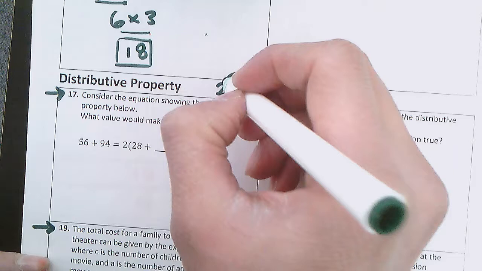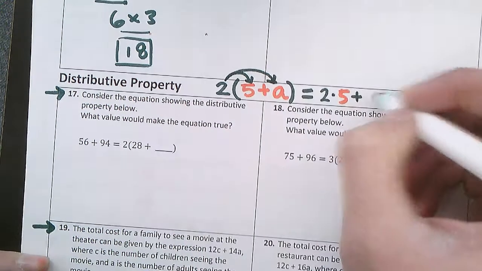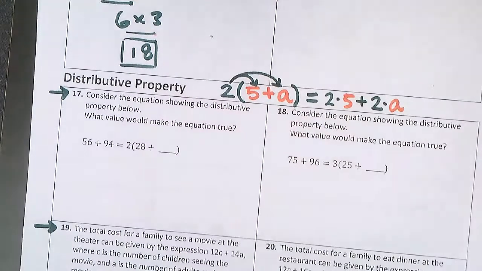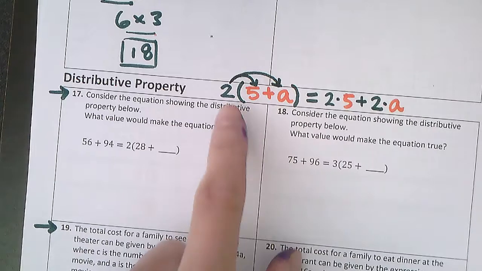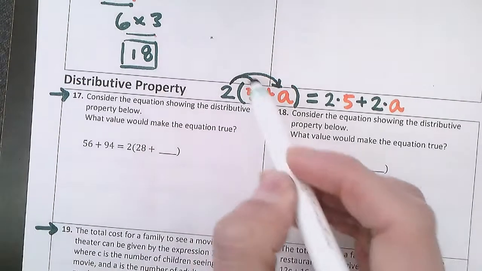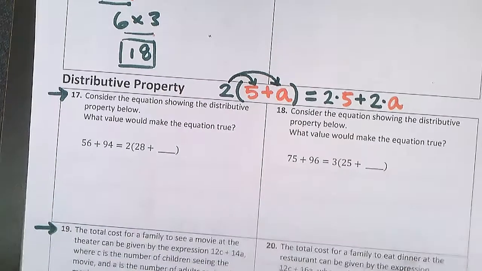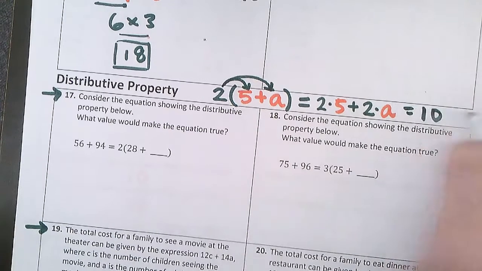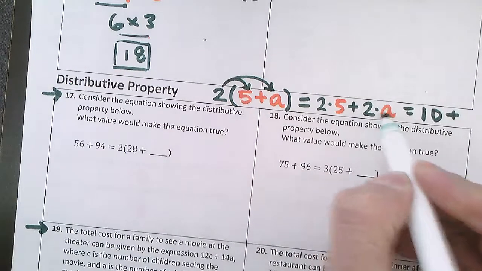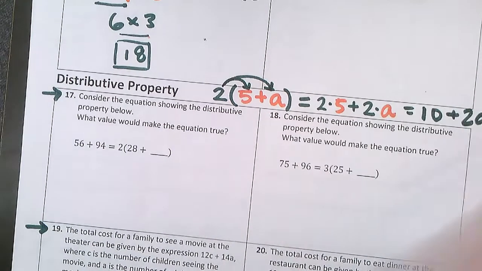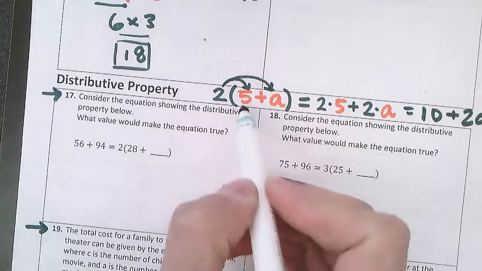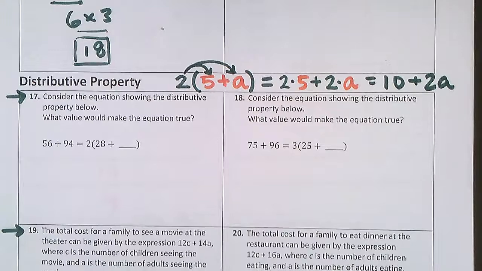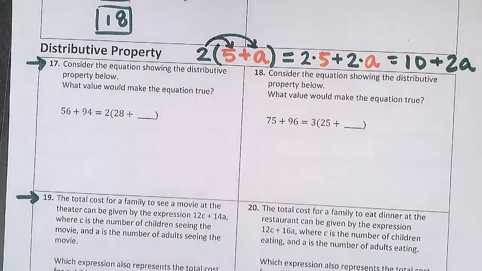plus 2 times a. Right? I'm multiplying whatever's outside the parentheses with each term inside the parentheses. And so this would be 2 times 5 is 10, and then plus, because there's the plus, 2 times a is just 2a. So 2 times the quantity of 5 plus a is the same thing as 10 plus 2a. Let's keep that in mind as we do these two problems.